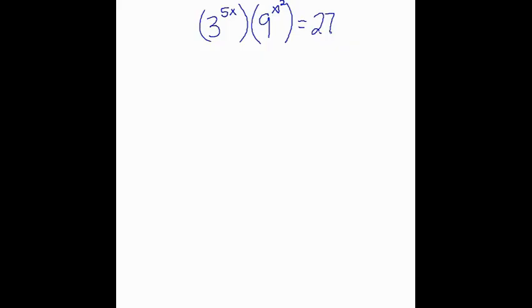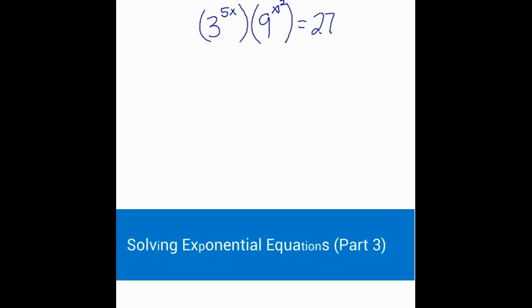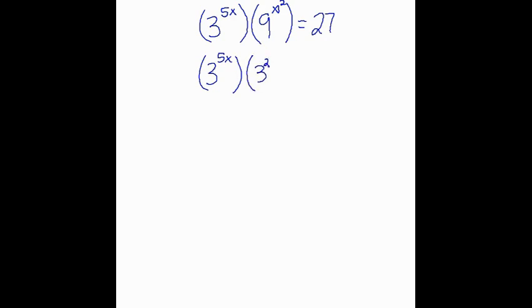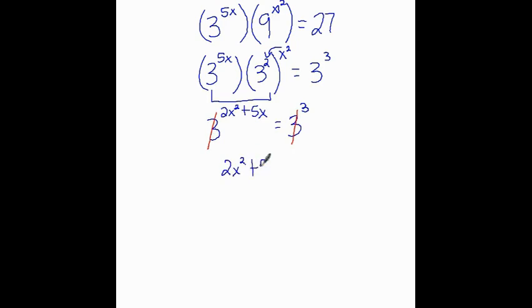Okay, let's start by trying to find a common base. It looks a little funky, but we can do this. 3 to the 5x, and it's clear that 3 will be our common base. So this is 3 squared to the x squared equals 3 cubed. Once we do that, we can distribute this in with the 2 and then combine these together. I'll do that in one step. So we get 3 to the 2x squared plus 5x equals 3 to the third. And then we can drop our bases, giving us 2x squared plus 5x.